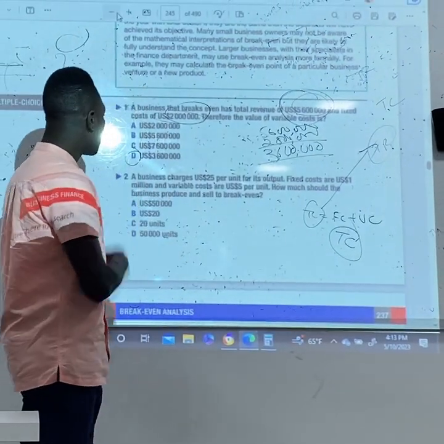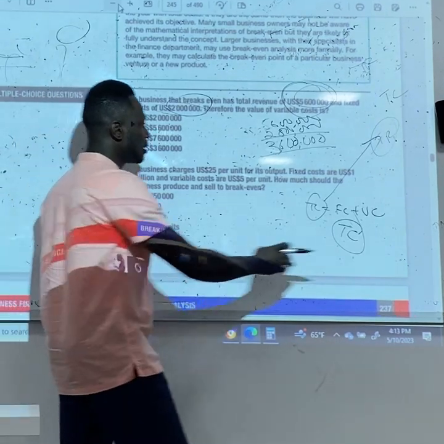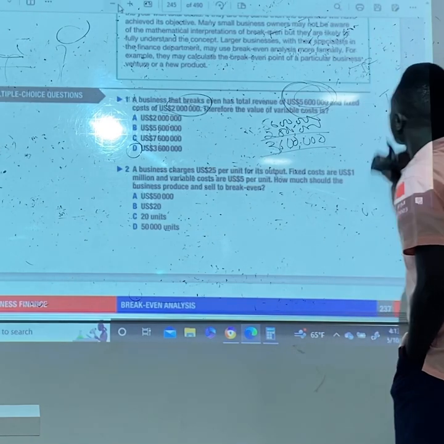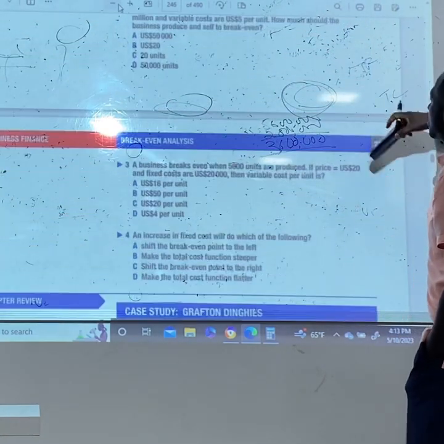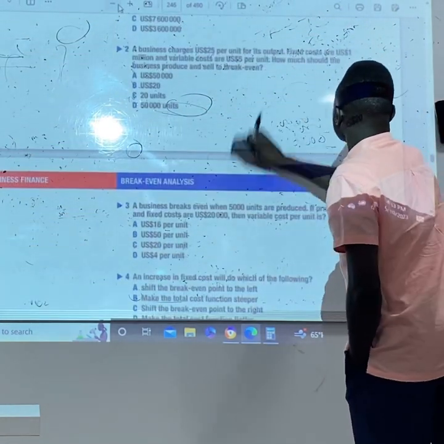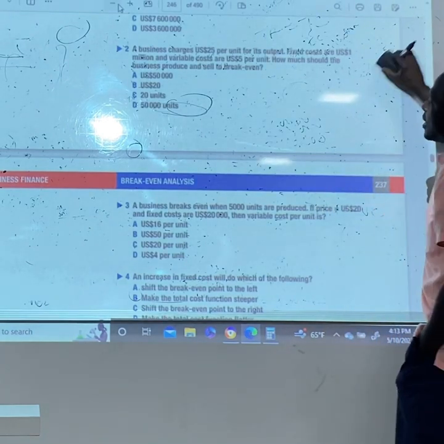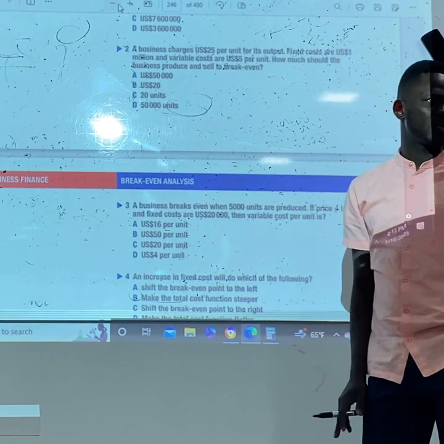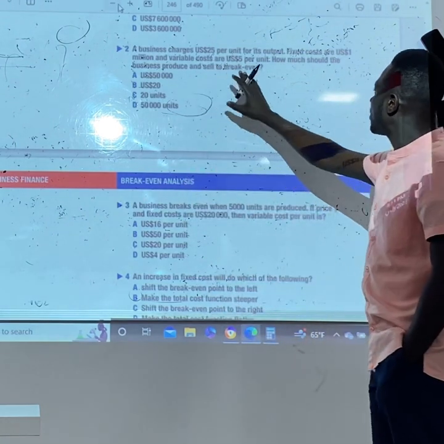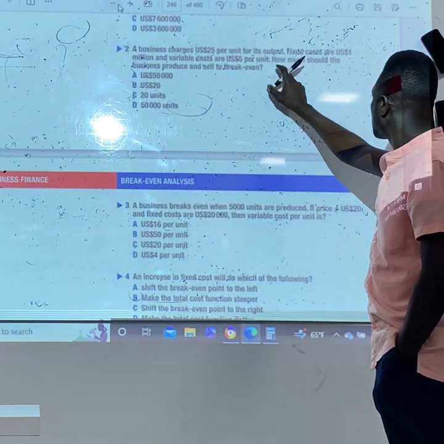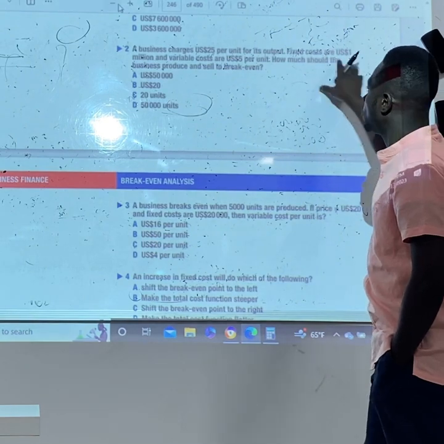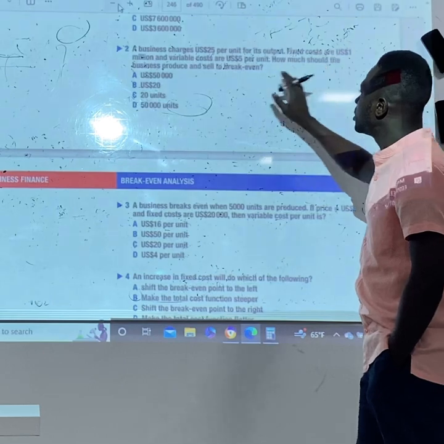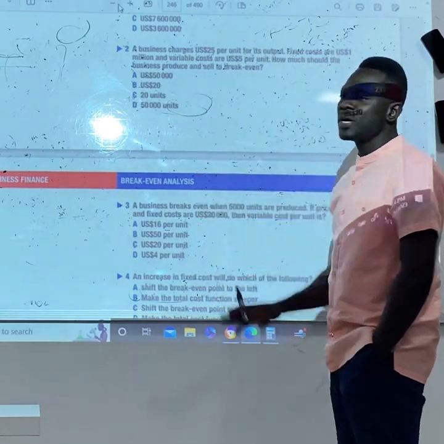Now the second question, please look at the board. A business charges $25 per unit for its output. Fixed costs are $1 million and variable costs are $5 per unit. How much should the business produce and sell to break even?